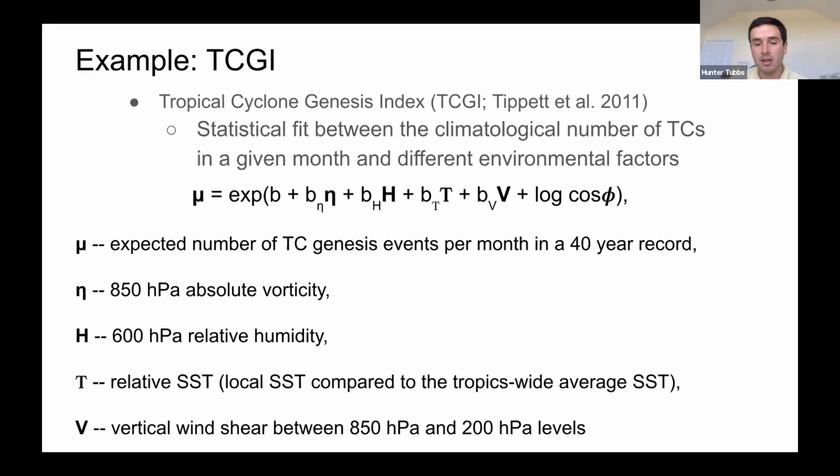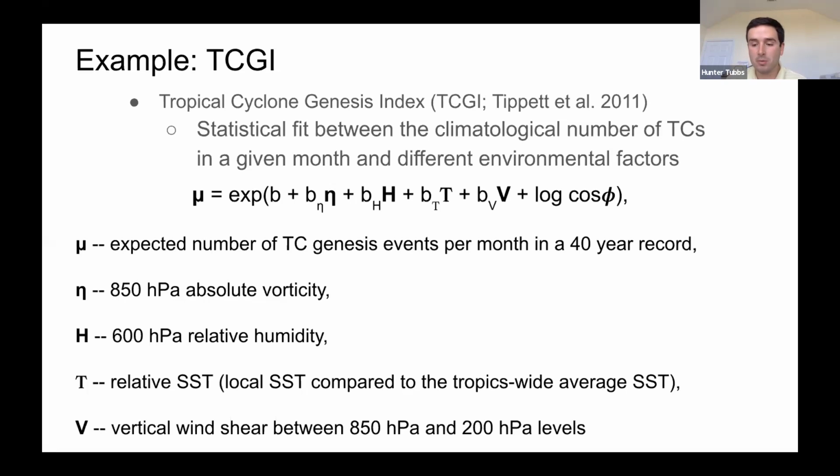We then have T, which is the relative sea surface temperature, which is the difference between the local sea surface temperature and the tropical average from 25 south to 25 north. And this is useful because it allows for changes in the mean climate.